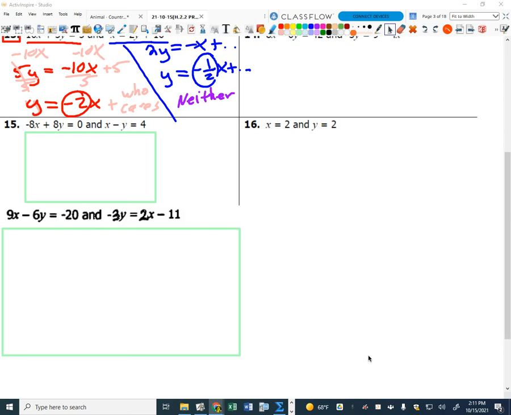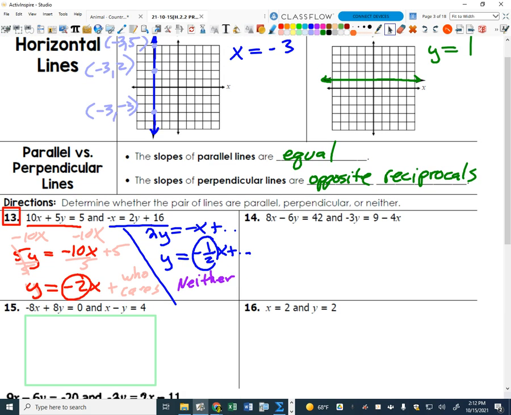Okay, so we left off yesterday. We were talking about some linear function stuff, right? And we were looking at slope, and we reminded ourselves that the slopes of parallel lines are equal, and the slopes of perpendicular lines are always opposite reciprocals.